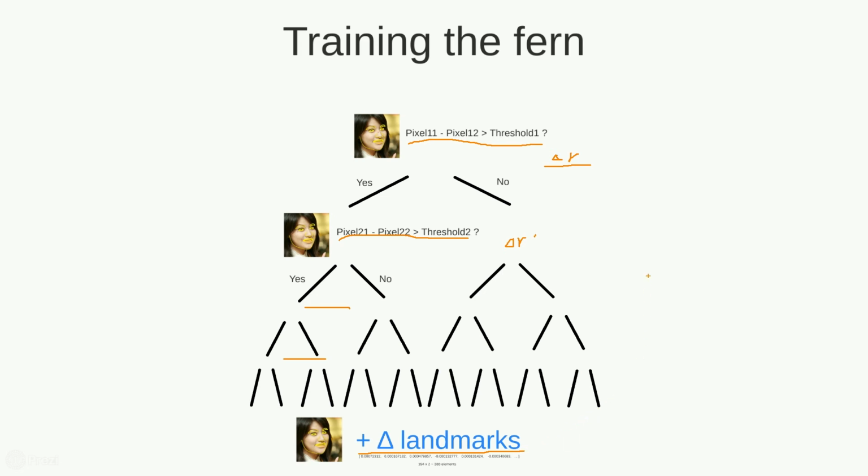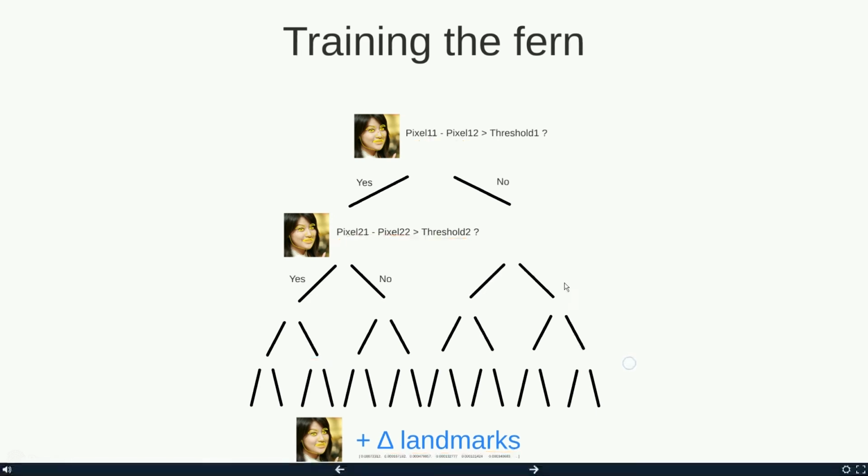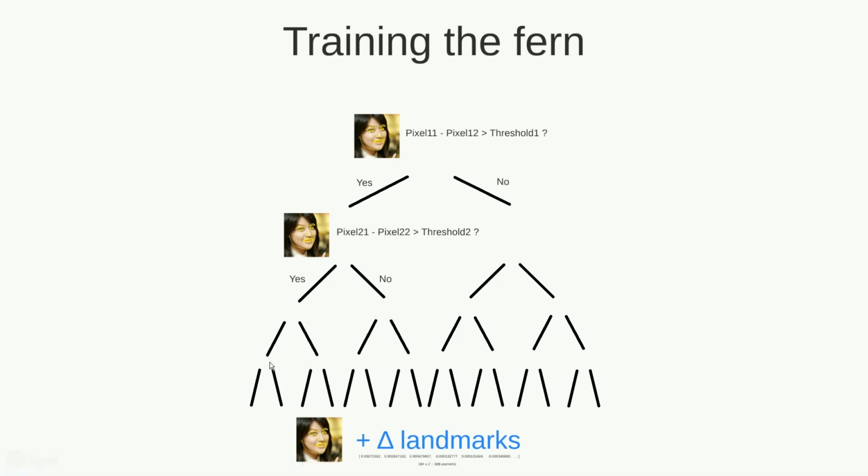Now, one more thing to mention is that for the training stage, you get to select the number of questions in a fern. So you get to say, for all the ferns, I can select 4 questions, or I can select only 2 questions. If there are only 2 questions, then all the 2,000, let's say 2,000 training images will fall into 4 groups instead of 16. And then we will get 4 delta landmarks. But as the researchers have experimented, usually 4 questions would be an optimal number to go with.